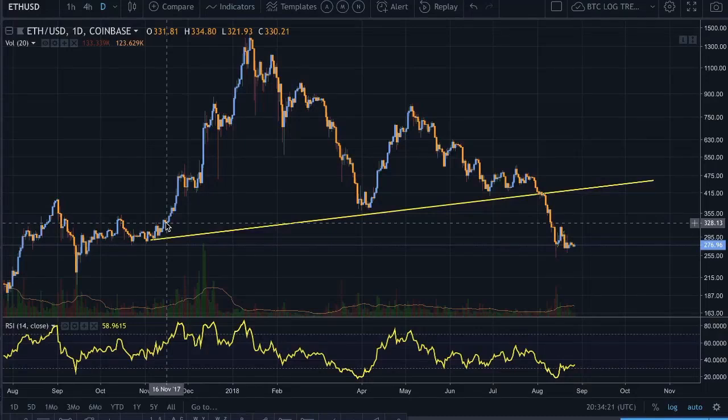What program website are you using right now? I am using TradingView, tradingview.com. There is a link for it in the description.